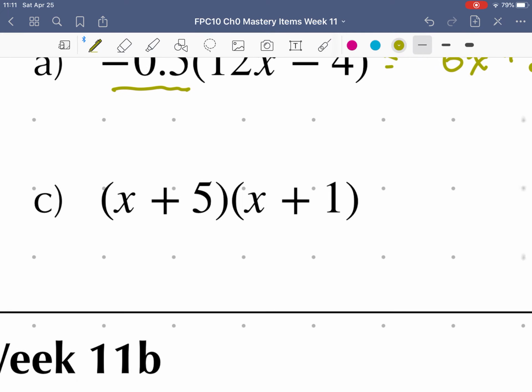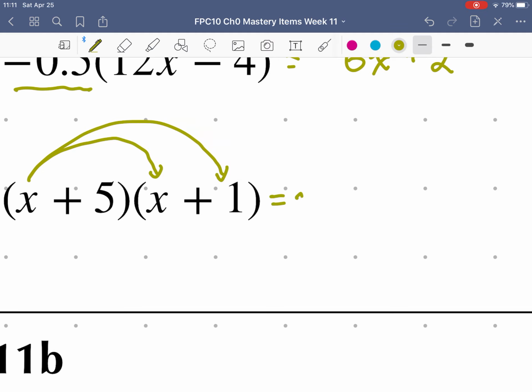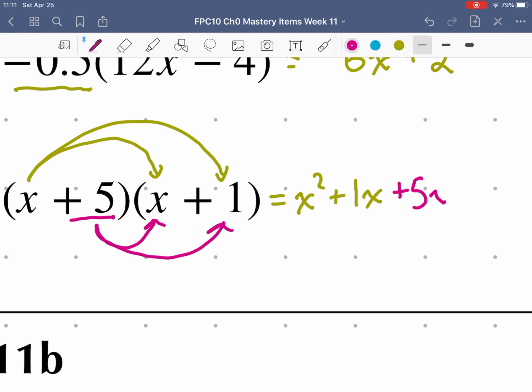All right, letter C, we have a binomial multiplied by a binomial. So we take our first term, this x, and we multiply it to every term in the second polynomial. So x times x is x squared. x times 1 is 1x. Now we take our second term, and we multiply it to every term in the second binomial. So 5 times x is plus 5x. 5 times 1 is plus 5.